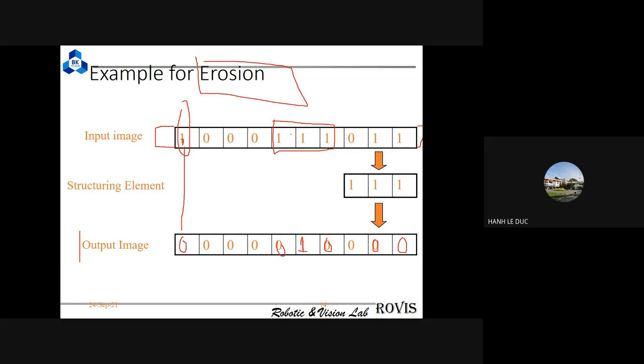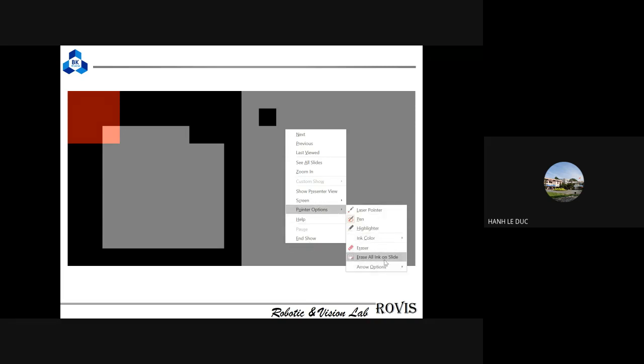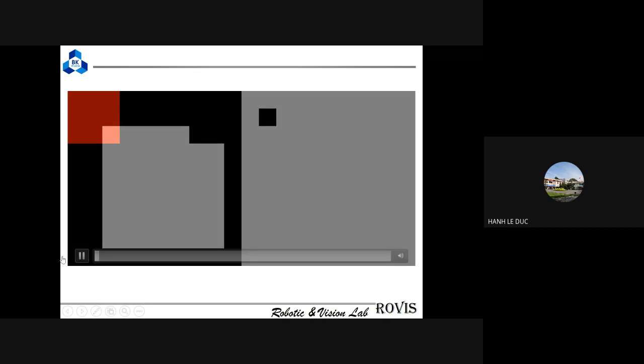Okay, so let's see another example. Example here. This is the kernel. The red one is the kernel, and this is our image, right? And then the kernel will serve on the image, and then let's see the result of the performance. Okay, so let's see.